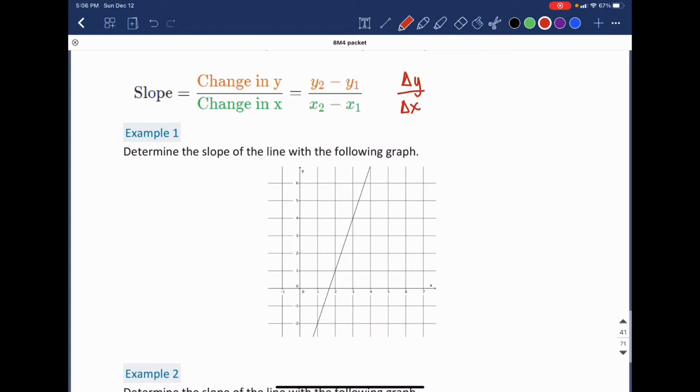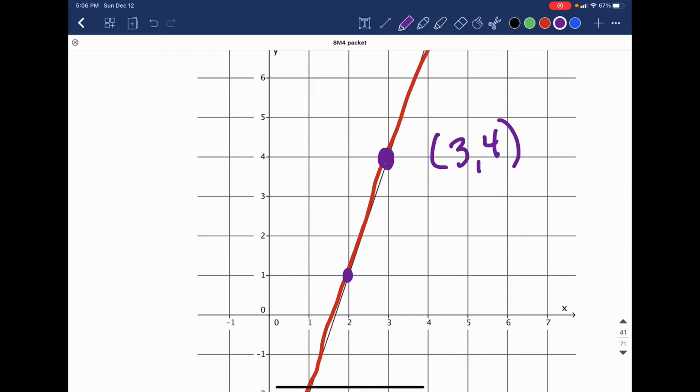So I need to find where this line right here intersects the grid lines nicely. So I can see right here, and that point is (3, 4), and right here, and that point is (2, 1). Remember, when you write the points, it's how much you go over and then up. Let's label these. This is my x and y. I'm going to label the first set I picked x1, y1, and the second set x2, y2.